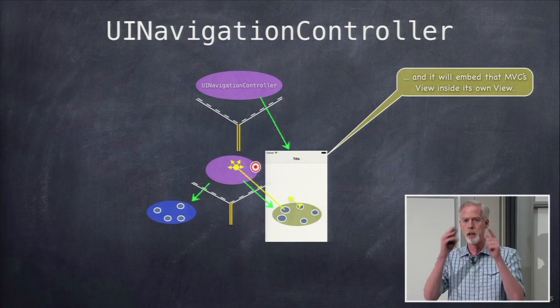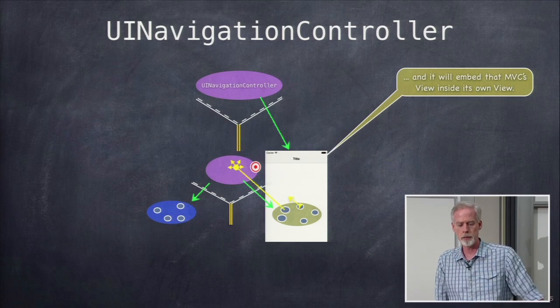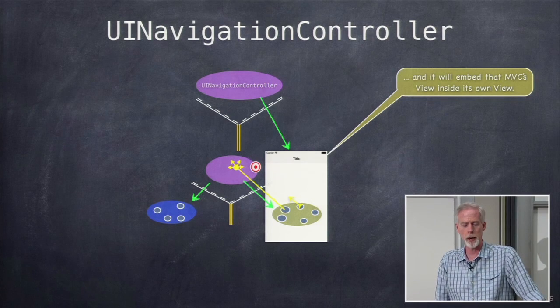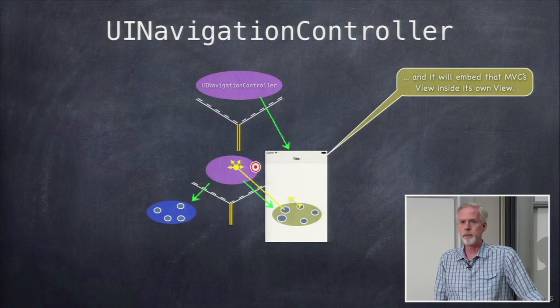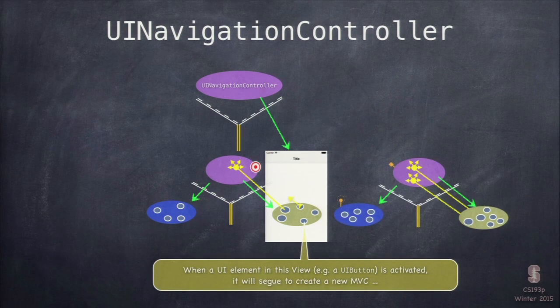So it fills the entire rectangular area, and then the title kind of overlaps it transparently, with semi-translucent transparency. Okay, so that's great. So we got it in there. Now, how do we get the other MVC on? Well, when a UI element inside the view of this MVC, like a button or something like that, is pressed, then it can cause another MVC to get created.